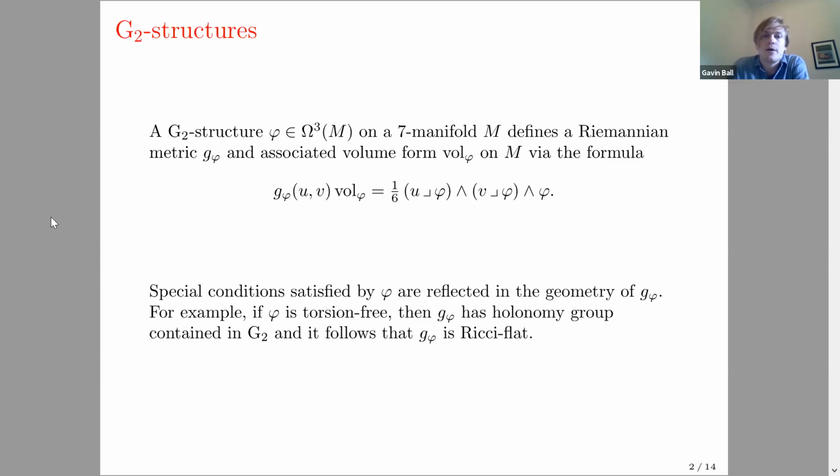Okay, so what we get is a map from G2 structures to Riemannian metrics on our manifold. And if I want my G2 structure to satisfy some special extra condition, for example, if I want it to be torsion free, then those special conditions are reflected in the geometry of the metric on M. The most famous example is that if phi is torsion free, then the metric has holonomy group contained in G2, from which it follows that the metric is Ricci flat. So some special first order condition for the 3-form implies some special condition for the metric.